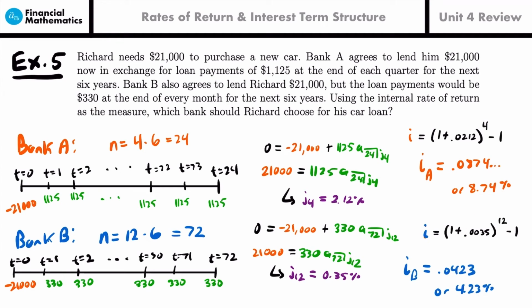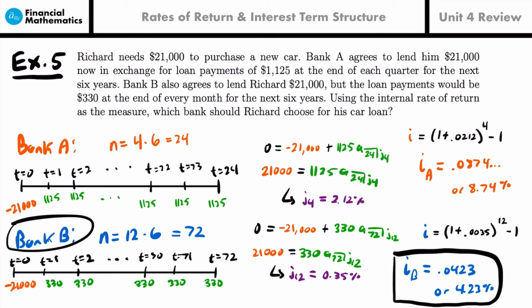I think he wants 4.23, right? It's a lot smaller of an interest rate, so Richard probably wants that because then he'll pay less interest in the long run. Okay, so that's our final answer here. Richard should choose Bank B.